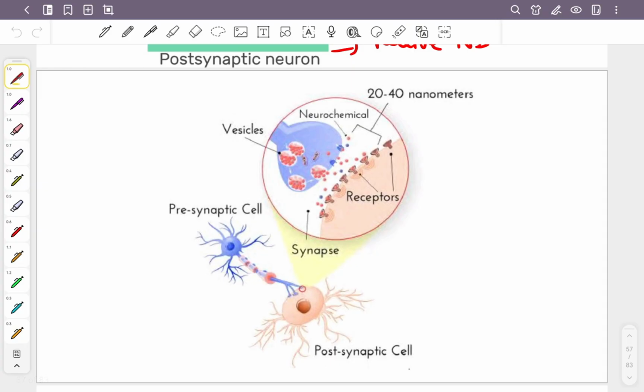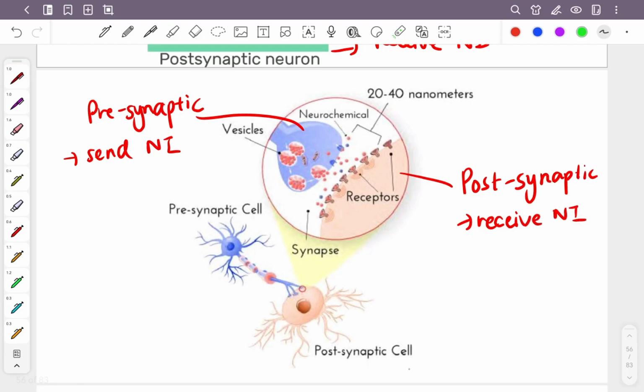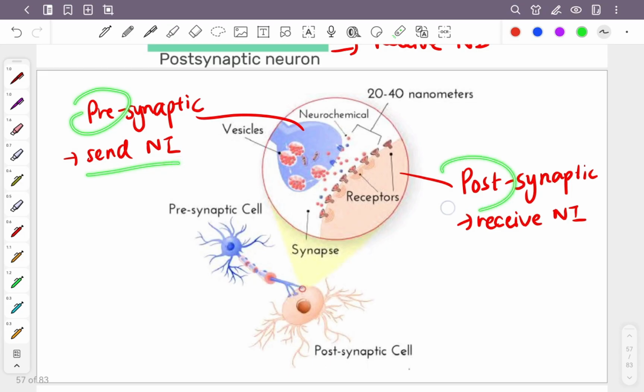This is another example. Here I already told you this is the presynaptic, the one that sends nerve impulses. This one is the postsynaptic, the one that receives the nerve impulses. If you see pre, it sends nerve impulses. If you see post, it receives the nerve impulses. So you see here, this presynaptic cell transmits the nerve impulses, and then here is the synapse. It transmits the nerve impulses to the dendrite of the postsynaptic cell.